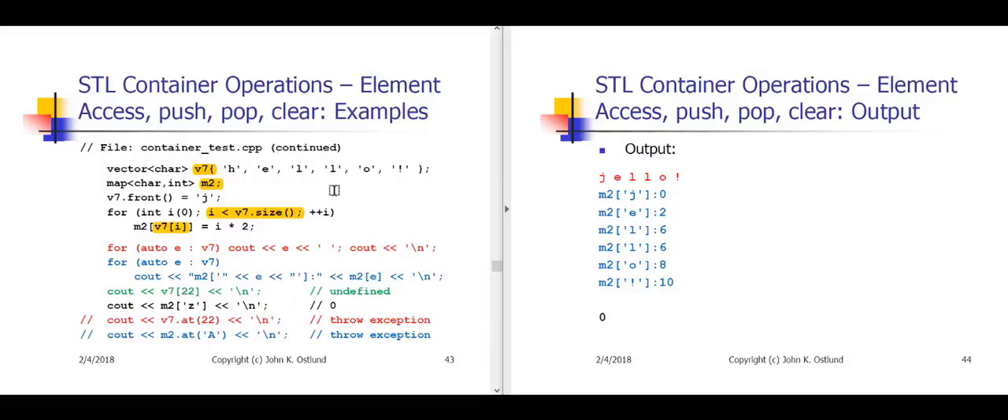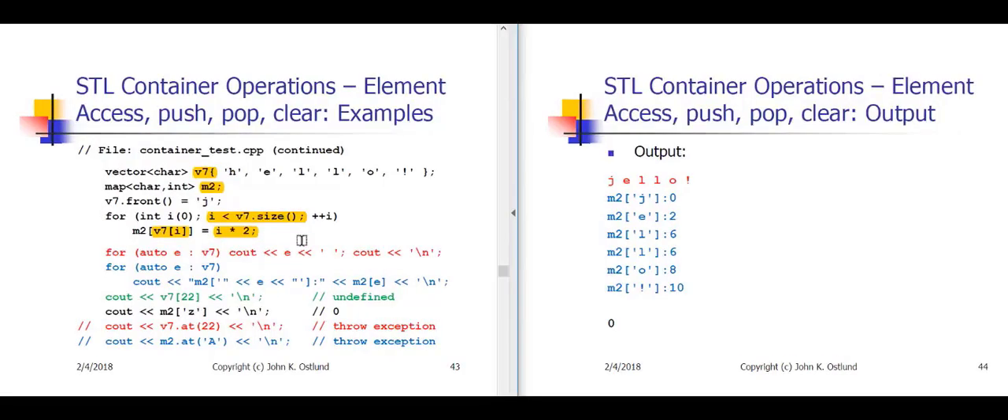Now what I'm going to get back from m2 sub j is a reference to that value component of the pair. And so into that value component of the pair, which is initially 0, I'm assigning some new value, specifically i times 2. Now here i's value is 0. 0 times 2 is 0, so I am assigning a 0 in place of the 0 that was already the value part of this pair.